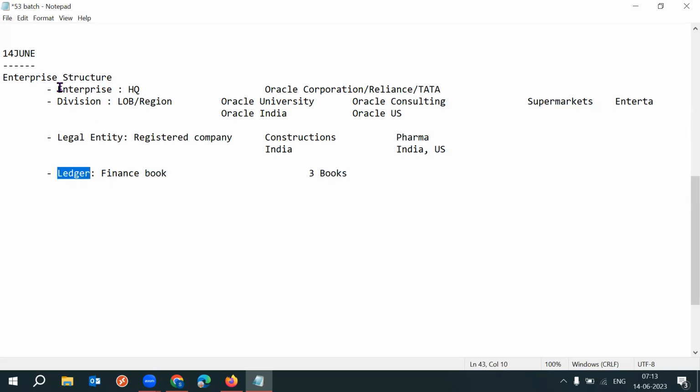So in real time, the enterprise and divisions are taken care of by HCM. HCM consultants create and support these two entities. Coming to legal entity and ledger, this is finance. The finance consultants are going to create and support legal entities and ledgers. Okay, and coming to SCM, we are coming into our area. Coming to SCM, the first entity is business unit.